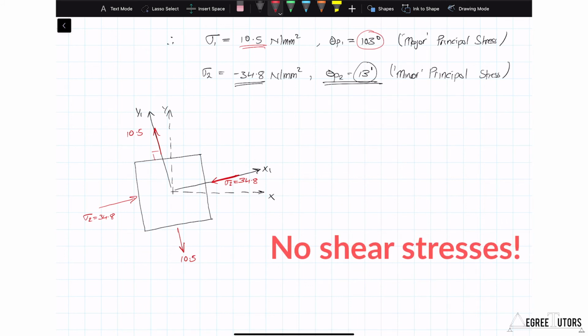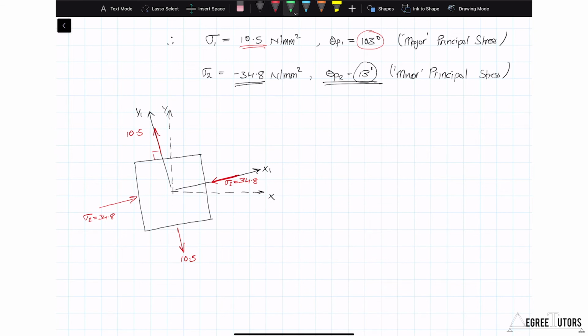So that is all of the stresses that are occurring, and it's probably worth just drawing in our angle here of 13 degrees. So that one's 13 degrees, which obviously makes this one here my 103. Excellent. All right, now we can move straight on and work out the planes of maximum positive and negative shear stress.